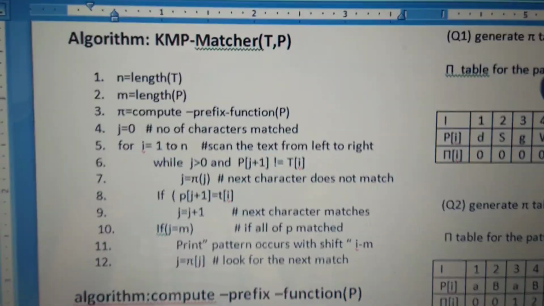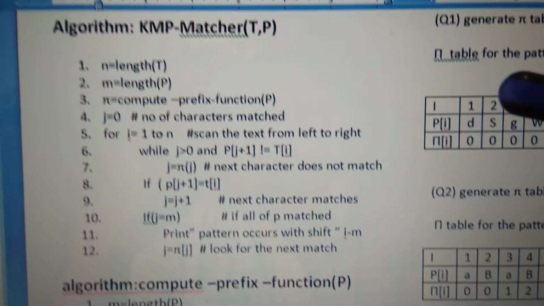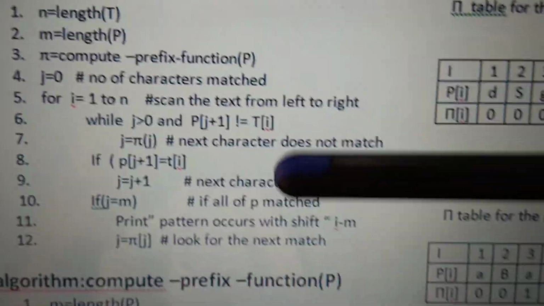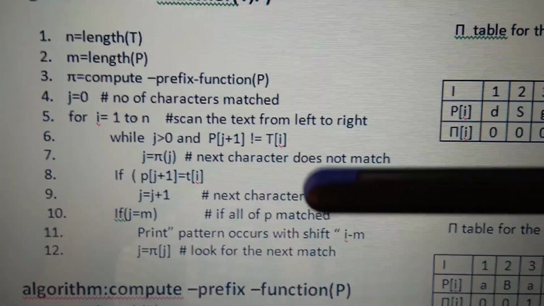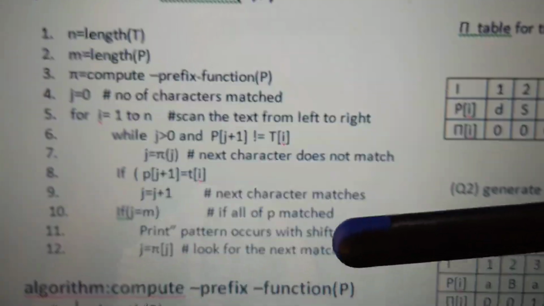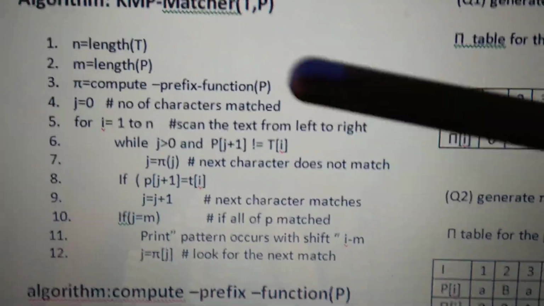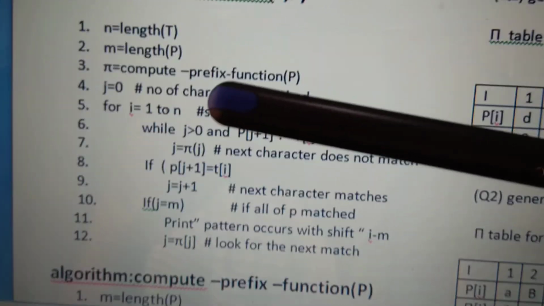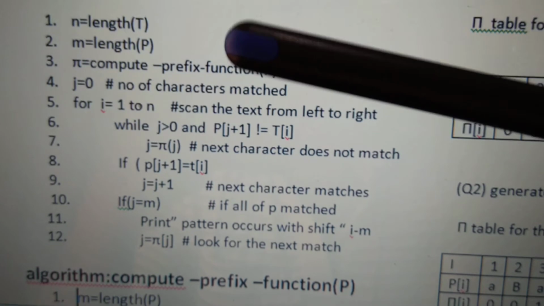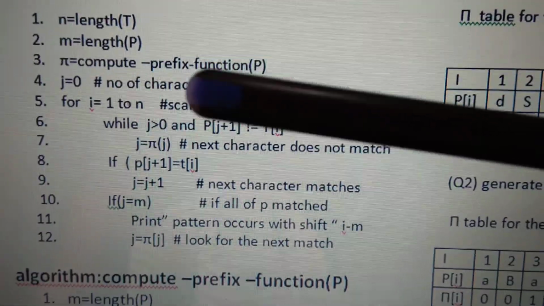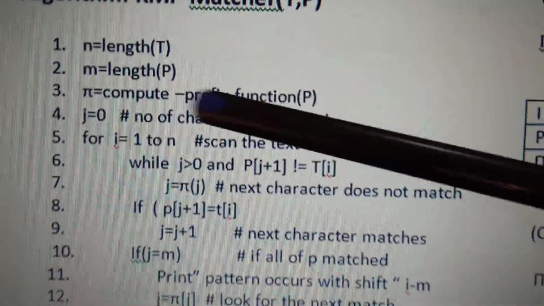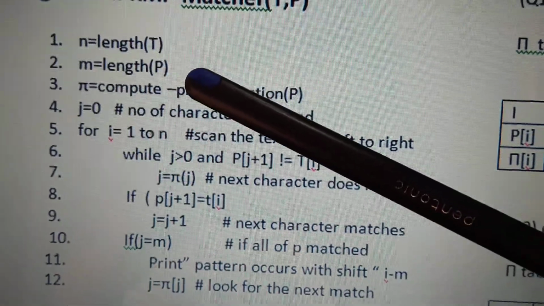Dear students, in this video lecture I am going to explain the actual algorithm of the KMP string matching algorithm. In the last video I explained the KMP algorithm through an example, showing how to find whether a pattern is available in the given text or not. Now I am going to explain the original algorithm. Any pattern matching algorithm takes two inputs, the given text and the pattern.